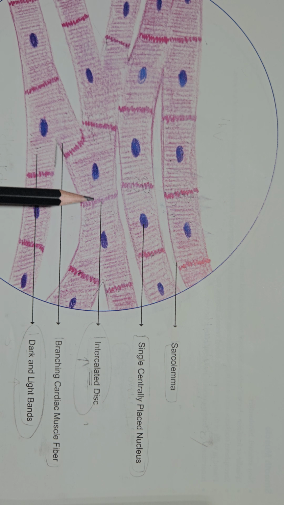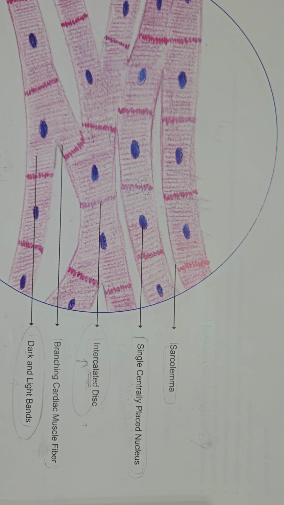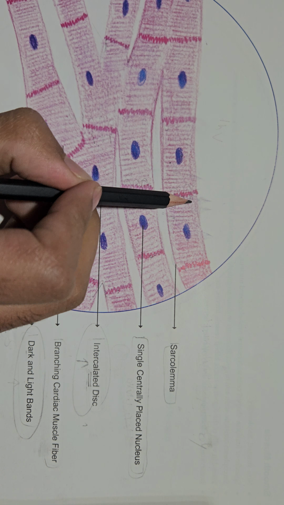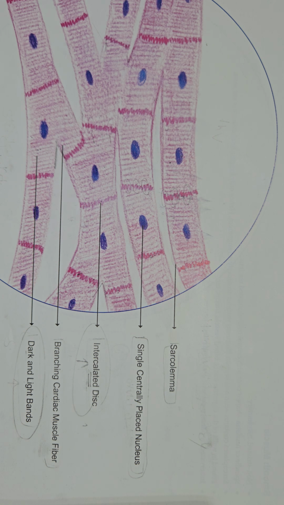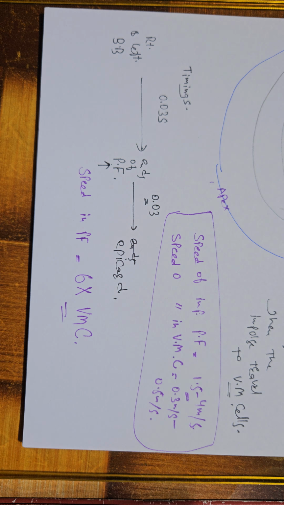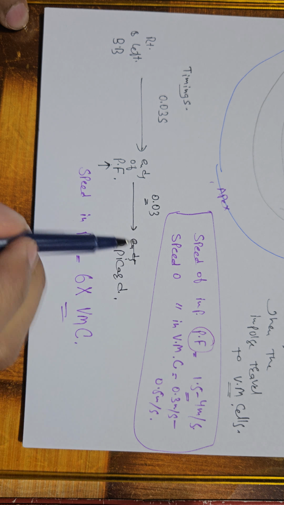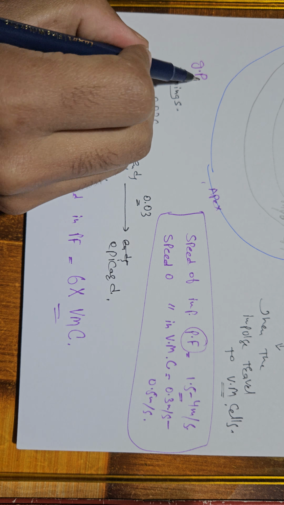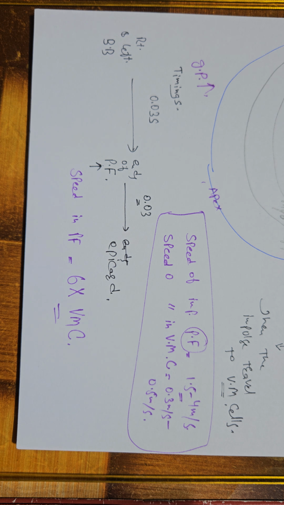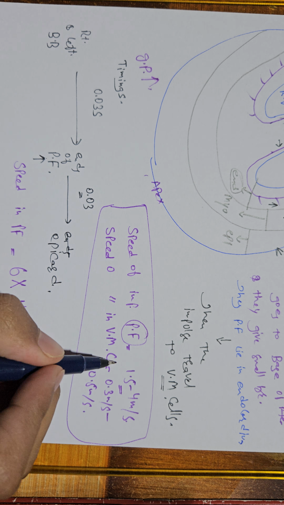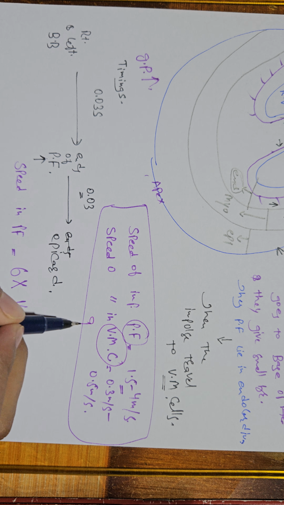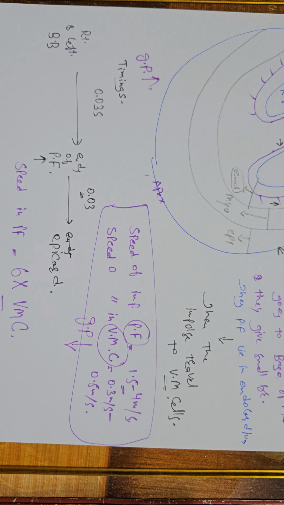Between two cardiac muscle cells there are intercalated discs, a zigzag pattern. At these intercalated discs there are gap junctions, and through these gap junctions one cell communicates with another cell. Clear? Here in the Purkinje fibers, the concentration of gap junctions is very high. There are a lot of gap junctions in the Purkinje fibers, while in the ventricular muscle cells, the number of gap junctions is very small, very less. As a result, the speed in the Purkinje fibers is very high. Clear? Because the number of gap junctions is more.